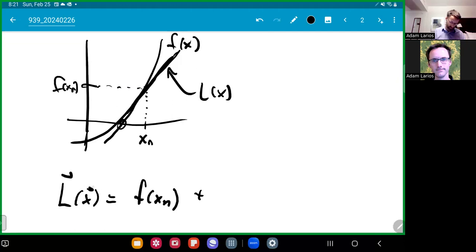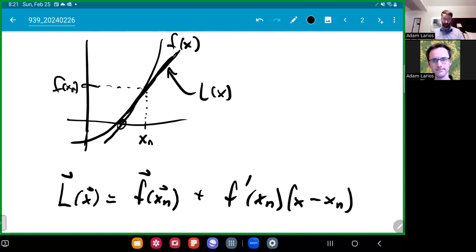So L here will be a vector in general. X will be a vector. F will be a vector. Everything here is a vector. And then we plug in the derivative. I'll write it in one-dimensional form first: f prime of xn times x minus xn. And you might recognize this as just the usual Taylor series expansion. You would have higher order terms if you were having a higher order Taylor expansion, but here we're just doing a linear approximation. So in higher dimensions, instead of f prime, we would write the gradient of f, evaluated at xn. And here, again, everything is a vector.